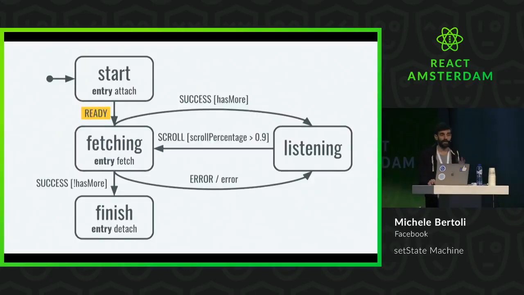Cool. So now something a little bit more complicated. When the ready event is done, the machine is going to transition to fetching. And the entry action is fetch. So we want to, first of all, react to it. And this is going to be an asynchronous function. So if we succeed, we want to tell the machine that we want to fire the success event. And if there is an error, we want to tell the machine that there is an error.